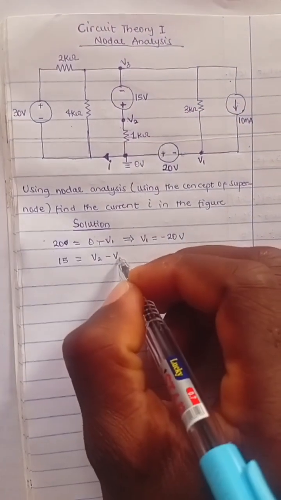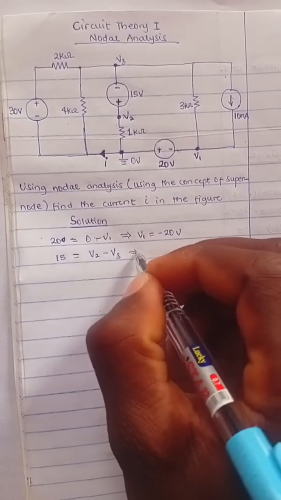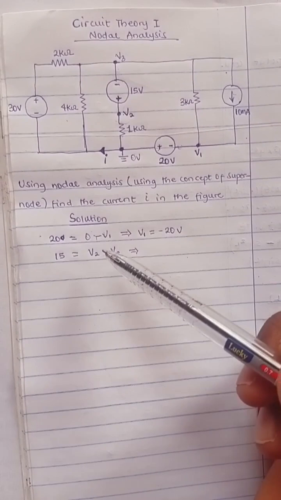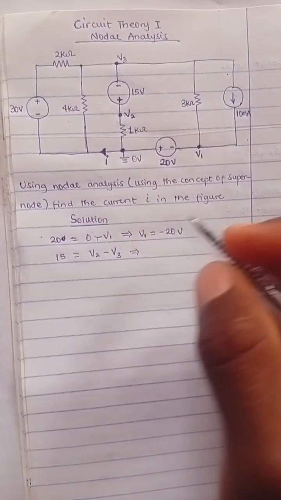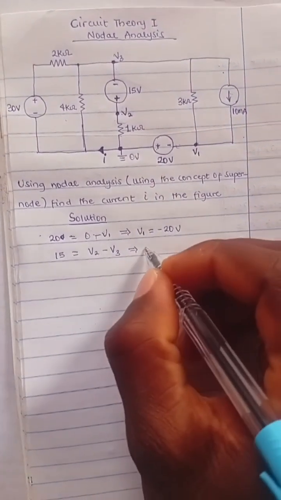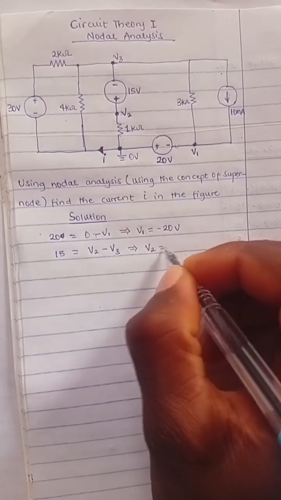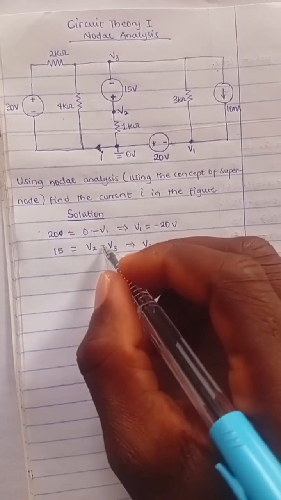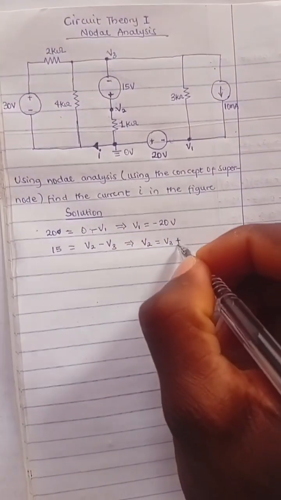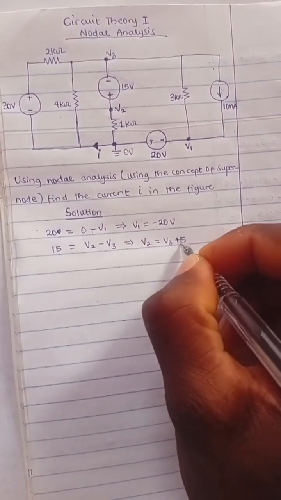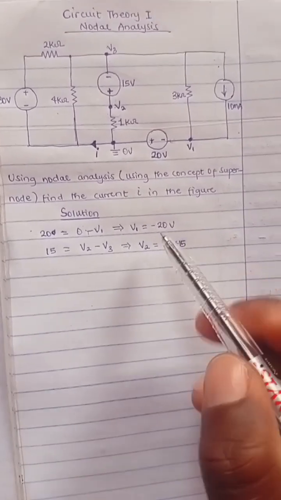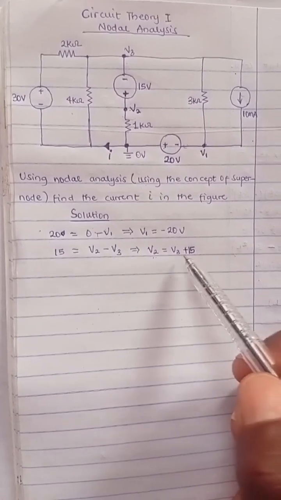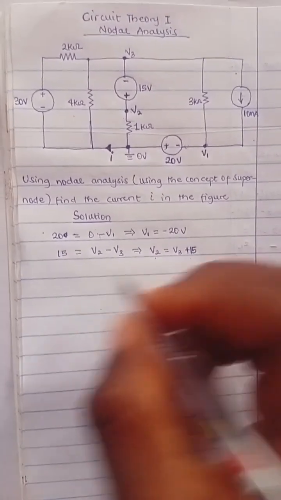So that's V3, right? From here, we want to write V2 in terms of V3, so we'll make V2 the subject of the formula. You get V2 equal to V3 plus 15 volts, taking V3 to the other side. So the nodal voltage V2 is equal to V3 plus 15 volts. This might be your equation 2.